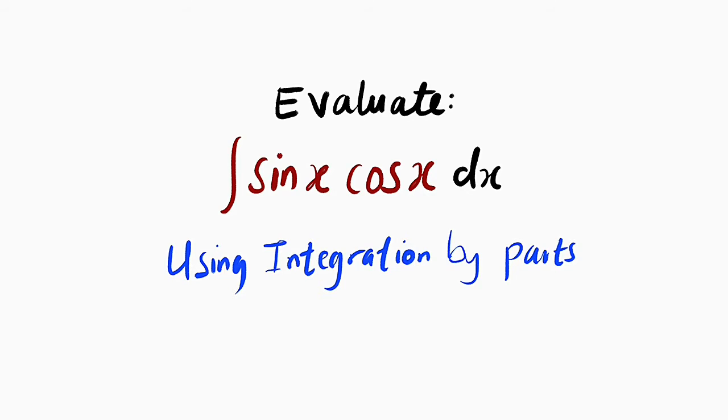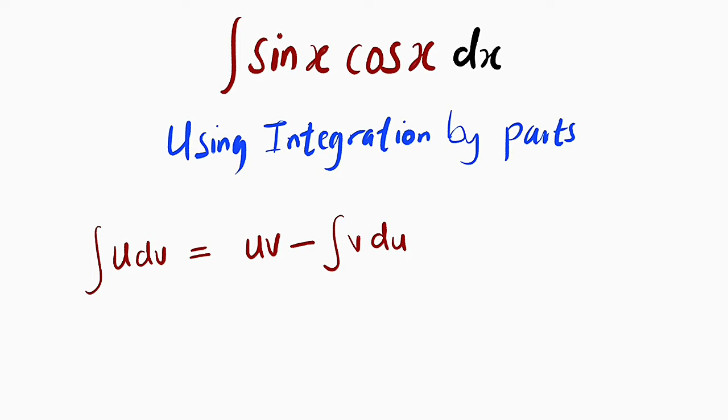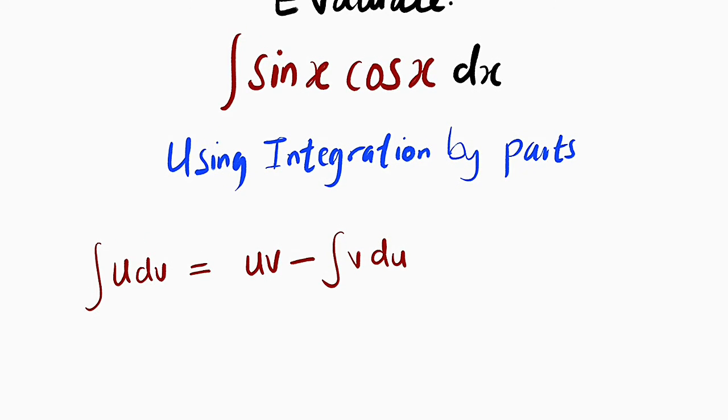Remember the formula which stated that the integral of u dv is equal to uv minus the integral of v du. So we are going to choose u and dv from our original function, which is sine x cosine x. I would like to use sine x as u while cosine x dx as dv. It doesn't matter, you can choose either function because they are of the same category.